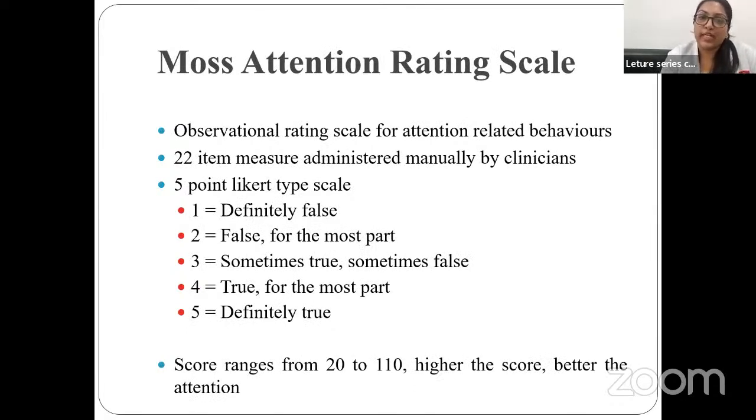Next is Moss Attention Rating Scale. This is a freely available scale which is available online. It is an observational rating scale for attention-related behaviors, and this has been standardized in traumatic brain injury. It is a 22-item measure which is administered manually by the clinicians. The scoring is on a 5-point Likert type scale, where 1 is definitely false, 2 is false for the most part, 3 is sometimes true, sometimes false, 4 is true for the most part, and 5 is definitely true. The higher the score, the higher the attention levels.